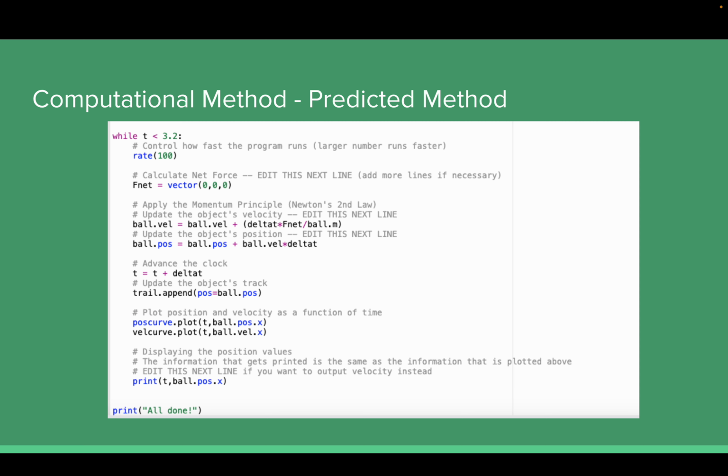Next, let's look at the computational or predicted method. In this case, I started by using the position and velocity update formulas to update the velocity and position of the ball accordingly, and I also made the time less than 3.2 seconds. The F net, or the net force vector, is 0, 0, 0 because there is no net force on this object since it's undergoing constant velocity, so no acceleration. So via Newton's second law, F equals ma, the net force must be equal to 0.